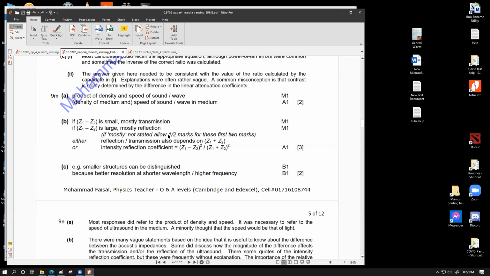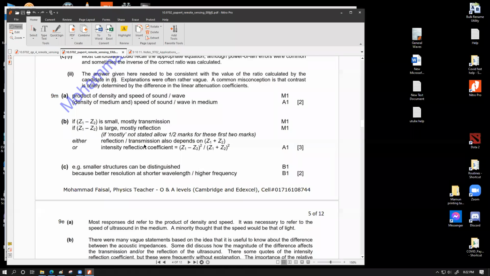If "mostly" is not stated, allow 1 out of 2 marks for these first 2 marks. If someone does not write mostly, and only writes that if Z1 minus Z2 is small, transmission, or if Z1 minus Z2 is large, only reflection, then they're going to lose 1 mark, because you can never have 100% transmission or 100% reflection if Z1 and Z2 are somewhat different. So "mostly" is an important term for this explanation.